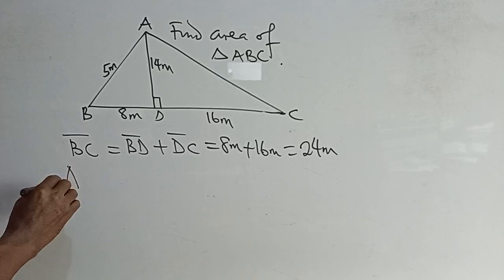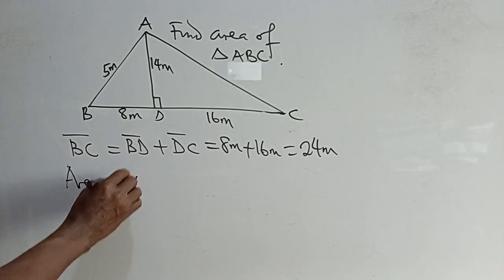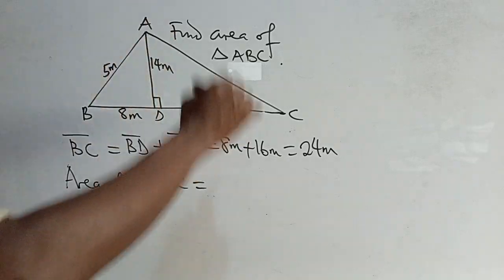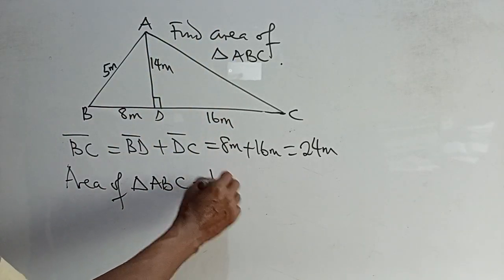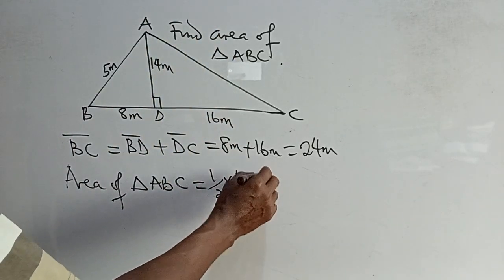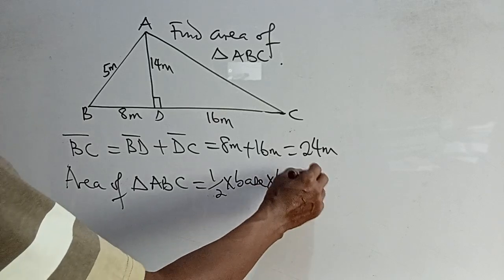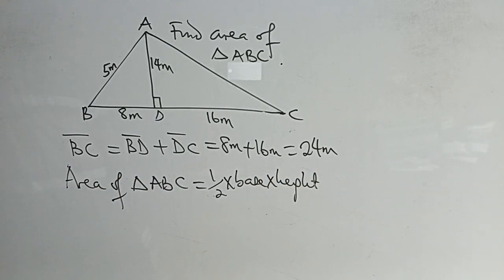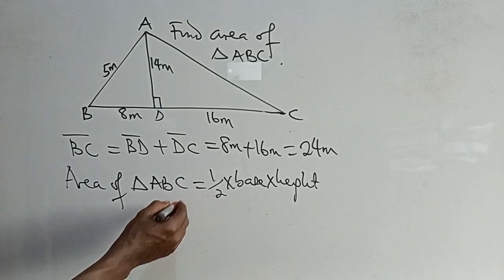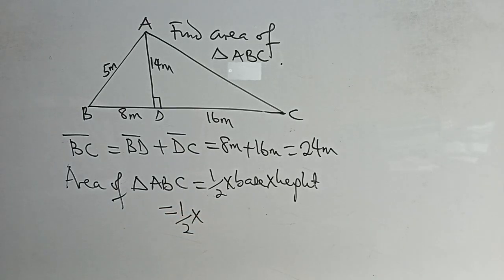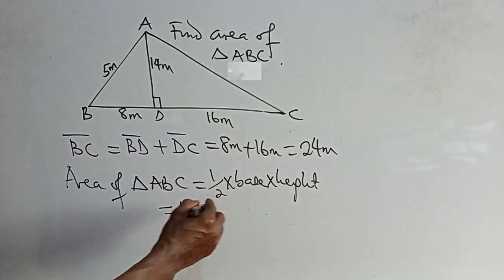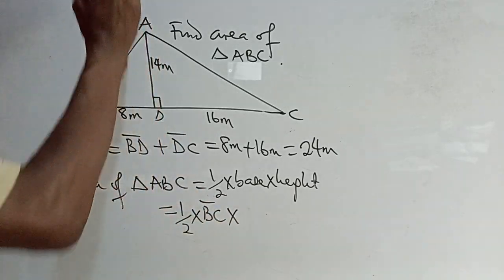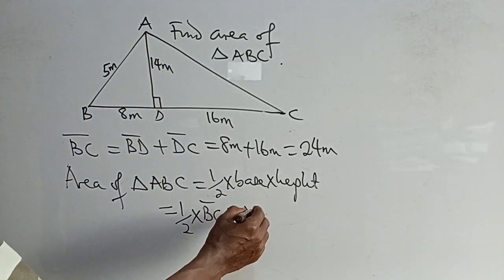So area of triangle ABC, now, that is the entire triangle, the whole triangle, will be half multiplied by the base times height. That is, we call it base area times perpendicular height. So that will be what? Half times. Now, the base area now is BC, BC multiplied by our perpendicular height, now is AD.